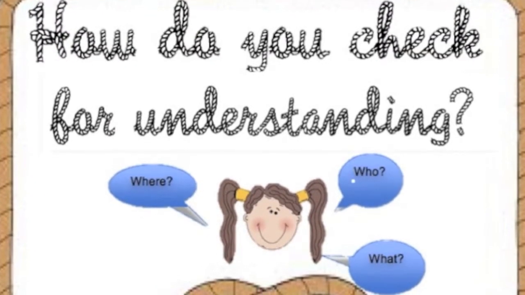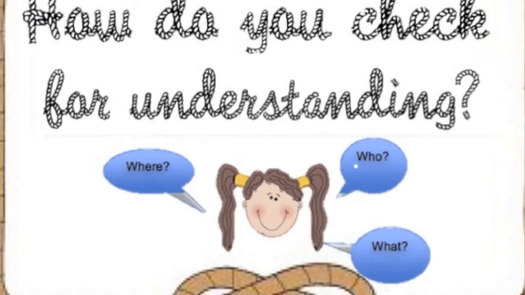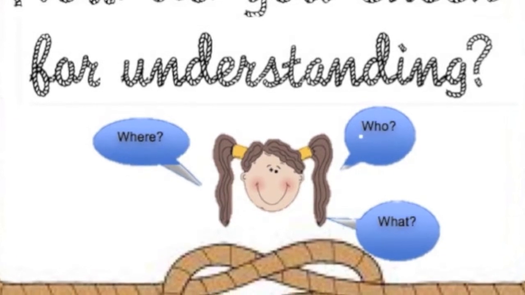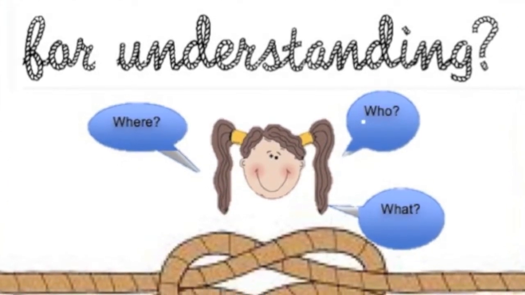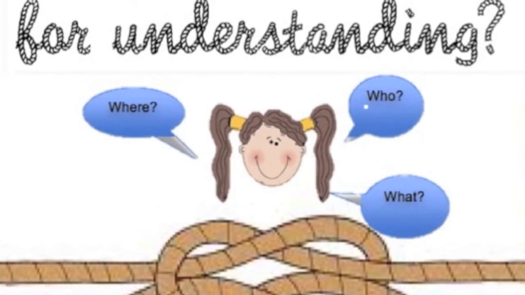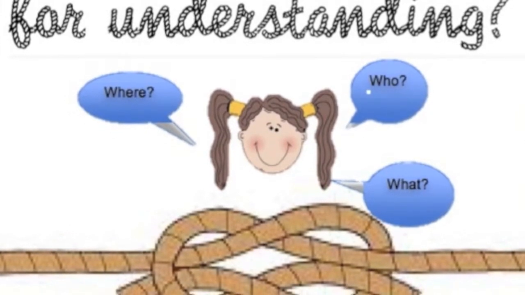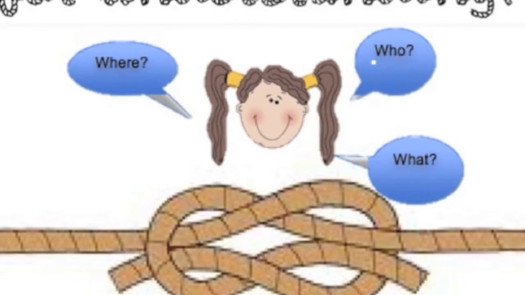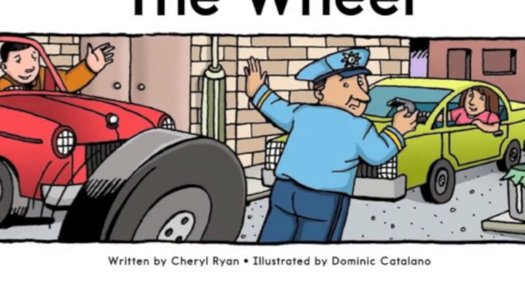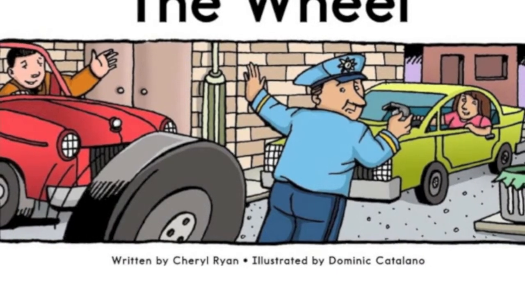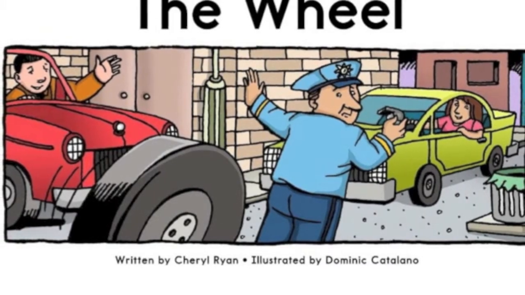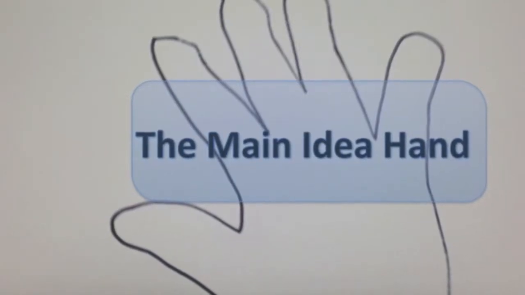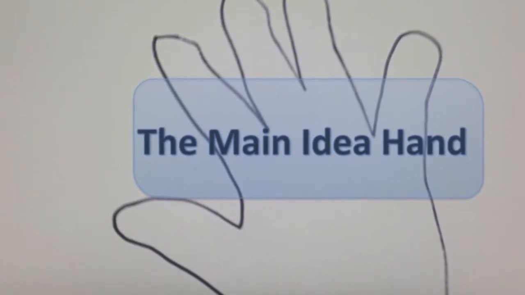To check for understanding. Checking for understanding means that you make frequent stops to answer questions such as who, what, where, when, and why while you are reading. For this lesson, we will only be using the first three questions: who, what, and where. Today we are going to go through our book, The Wheel, and stop every so often to ask ourselves specific questions about what is going on using the main idea hand.